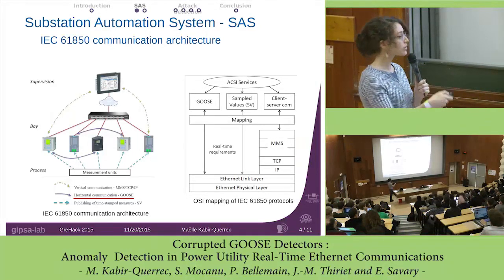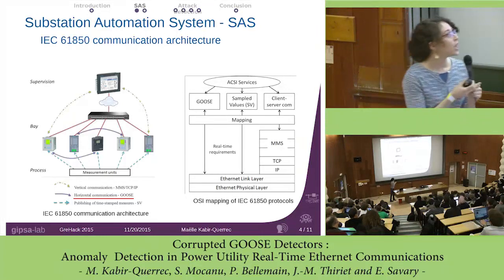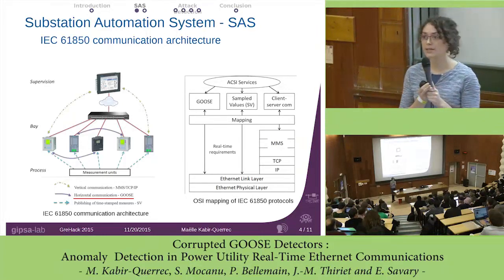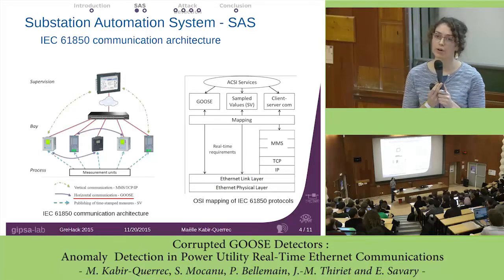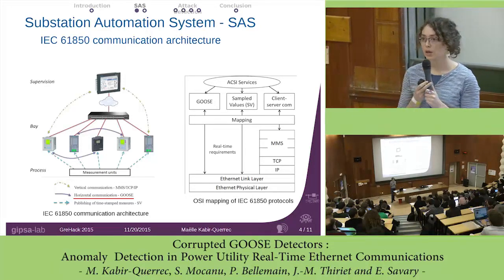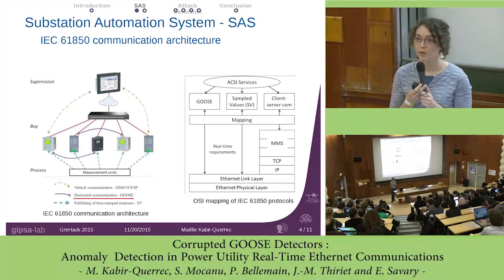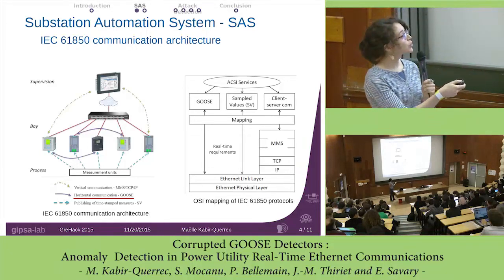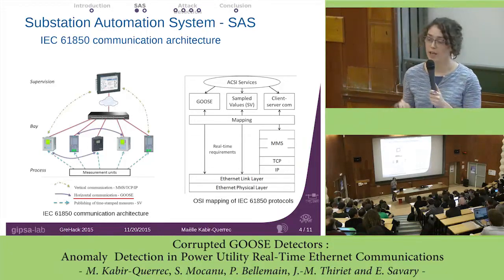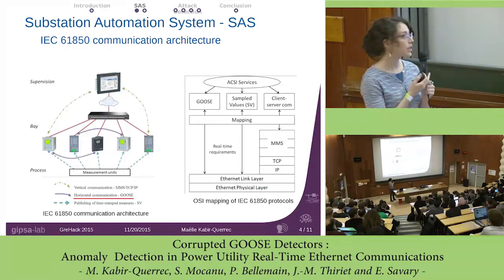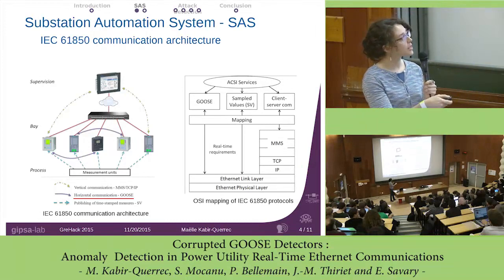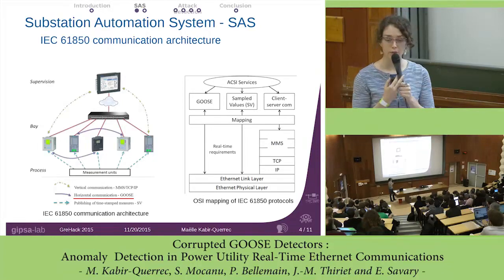So all those protocols are based on Ethernet. GOOSE and sampled values are multicast protocols because they have strong real-time constraints. For example, the GOOSE protocol end-to-end transfer time must be less than 4 milliseconds. So this is why it is directly mapped on the Ethernet link layer. But MMS is based on TCP/IP because there are not such real-time constraints.